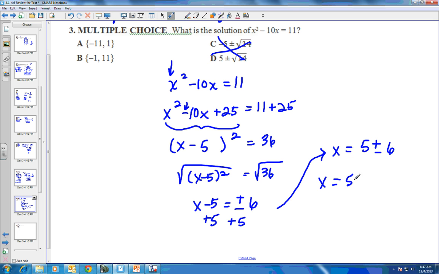X equals 5 plus 6, which is 11. 5 minus 6, which is negative 1. So my answer is B.